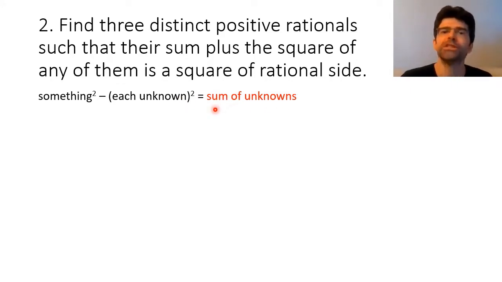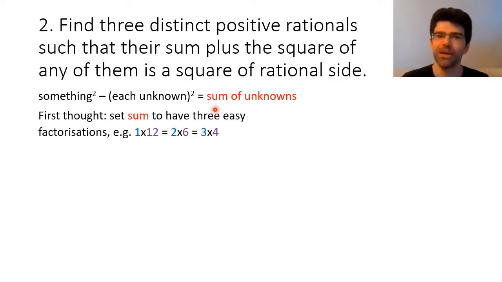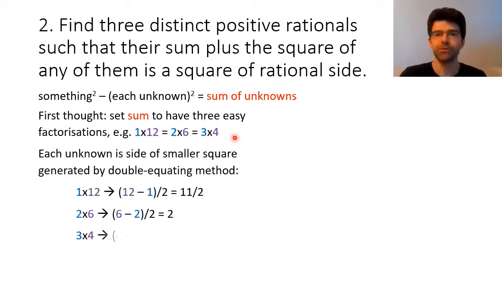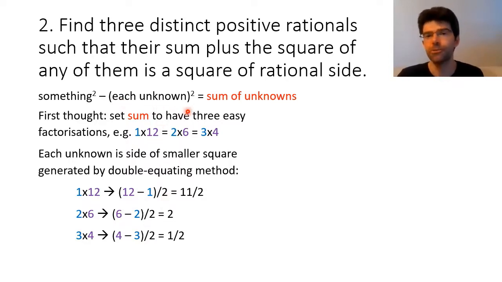We therefore want to set that distance to a number with 3 different factorizations that are relatively easy to work with. So if you think of the example of a number like 12, which has 3 nice easy factorizations, the double equating method would tell us that for each factorization, half the difference between the factors is the side of a square where we add on 12 and we get another square. So those half differences would be the unknowns in the problem.